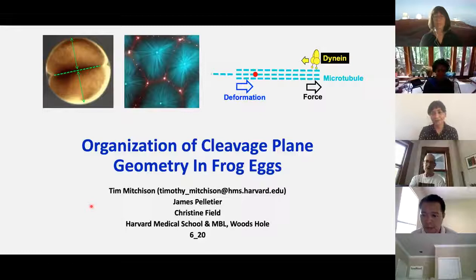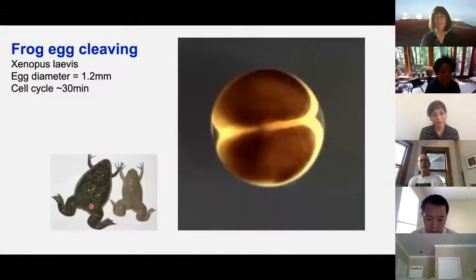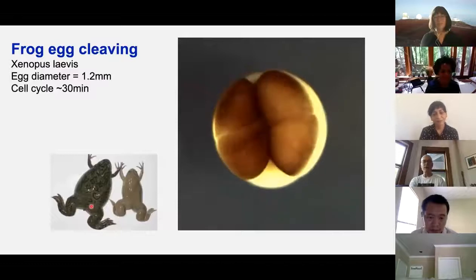We're going to continue the theme of division from the last talk, but in some sense move up to much larger length scales, talking about frog eggs dividing, which are a whole millimeter in diameter, and focus particularly on the work of James Pelletier, who I was lucky enough to recruit as an MIT physics student and who is finishing his PhD now. And let me start by showing you a movie of frog eggs dividing.